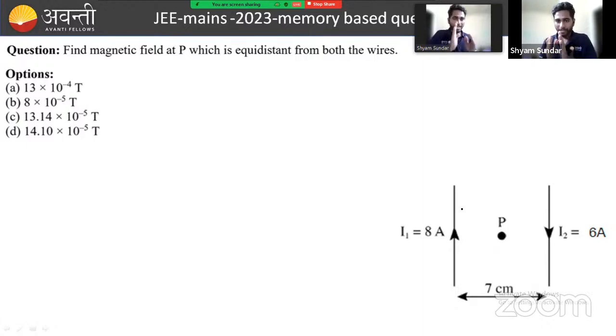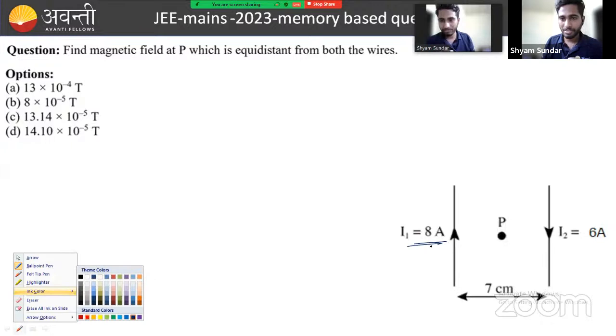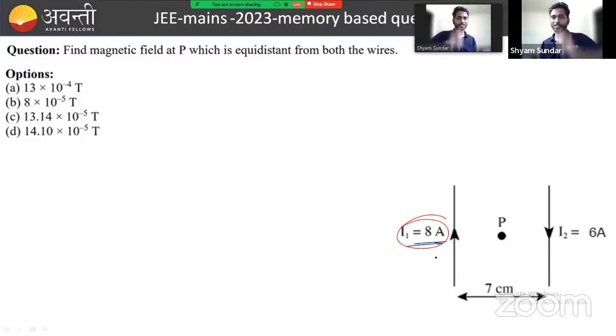Right now, there is one wire. In this wire, the current is moving in the upward direction. The magnitude is around 8 ampere. You can see this here, this is 8 ampere, which is going upward. In another wire, the current is moving in the downward direction, with magnitude around 6 ampere.